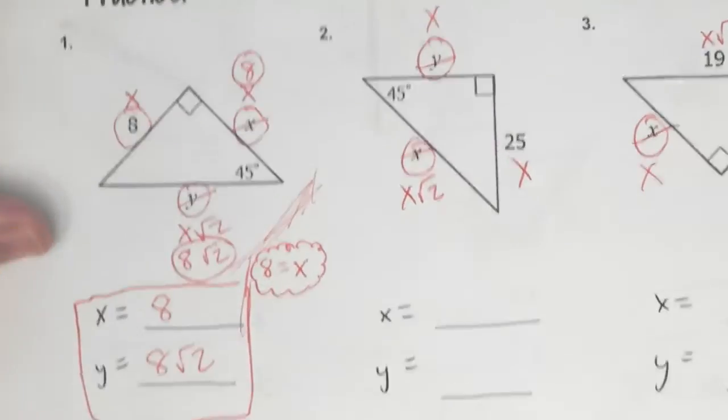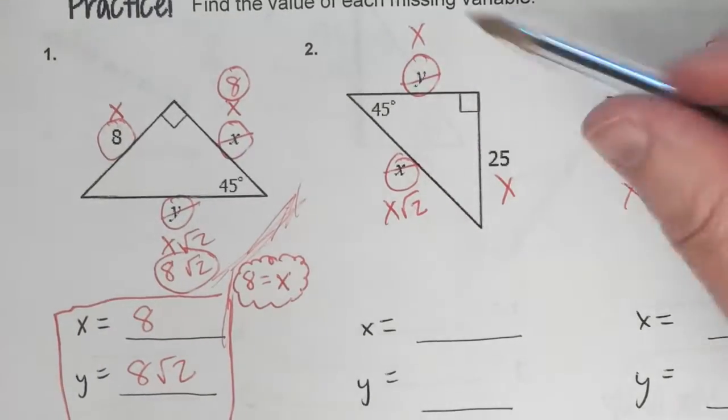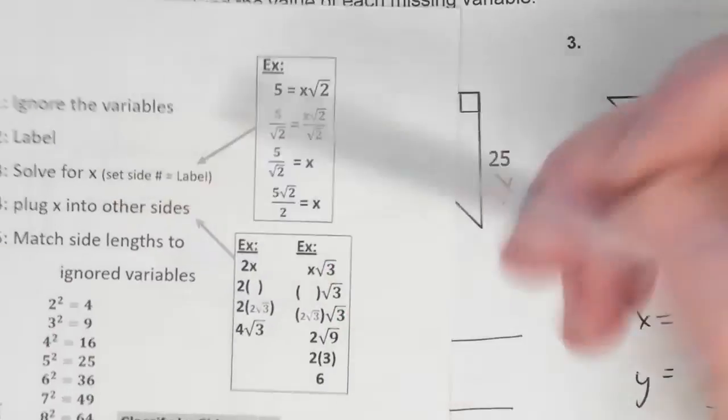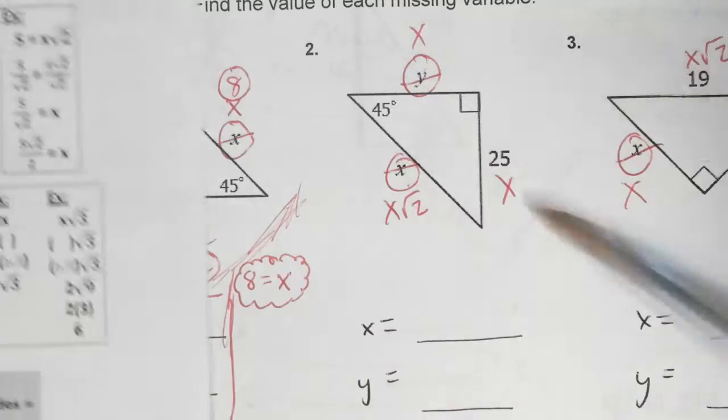Awesome. All right, let's go to the next one. Number 2. Step 1, ignore your variables. I'm just following the steps that I have right here. Okay, step number 2.